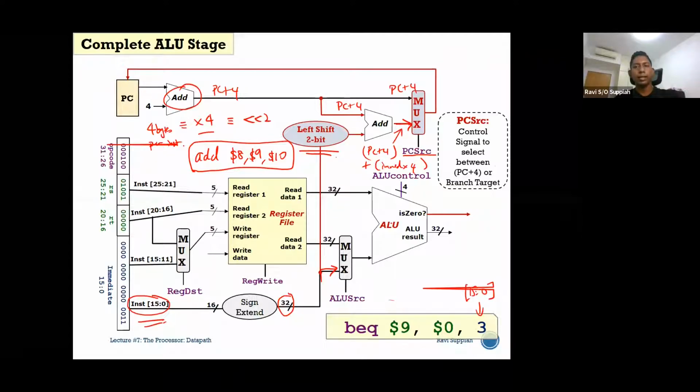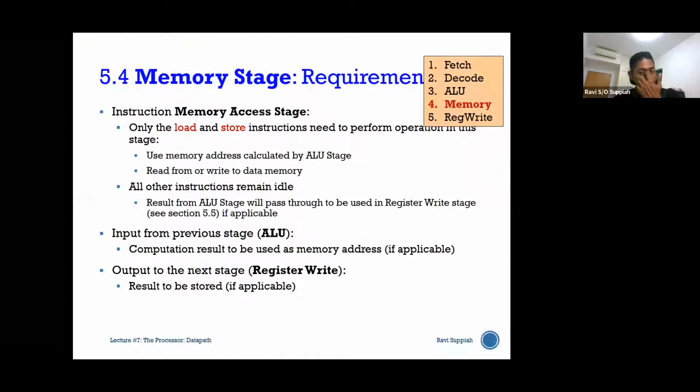All right, and then later on, using the multiplexers and the control signals, we will decide whether to use this data or not. So that is the idea behind the way the whole processor is designed. Okay, so now let's go on to the next stage.